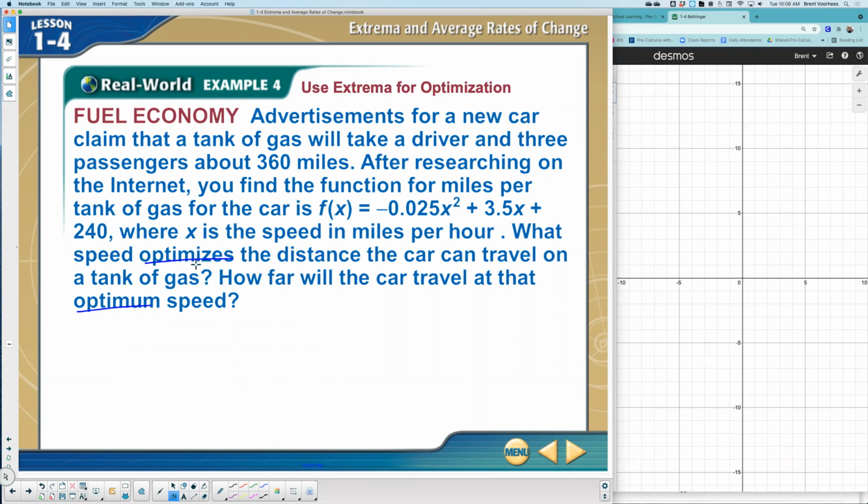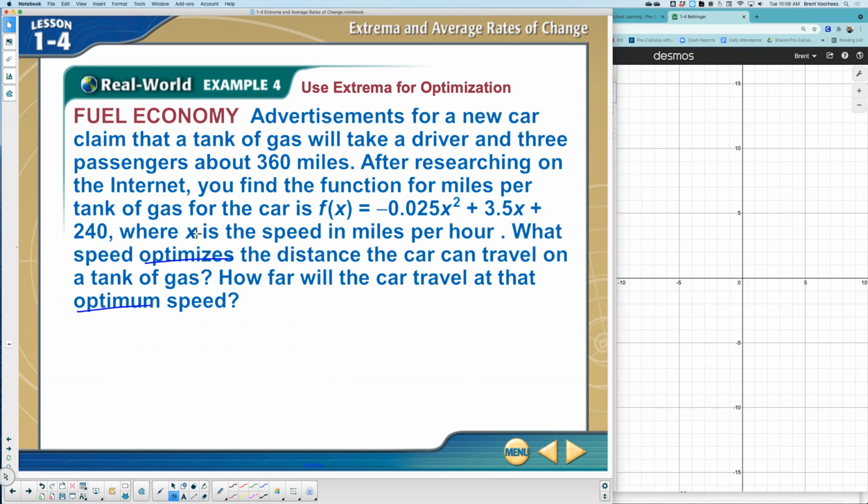So here's the problem. It says advertisements for a new car claim that a tank of gas will take a driver and 3 passengers 360 miles. After researching on the internet, you find the function for miles per tank of gas for the car is given here, where x is the speed in miles per hour.